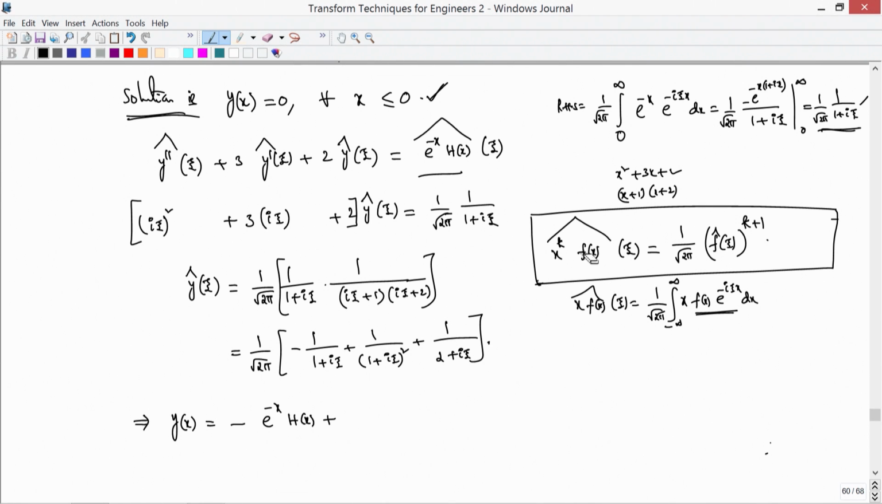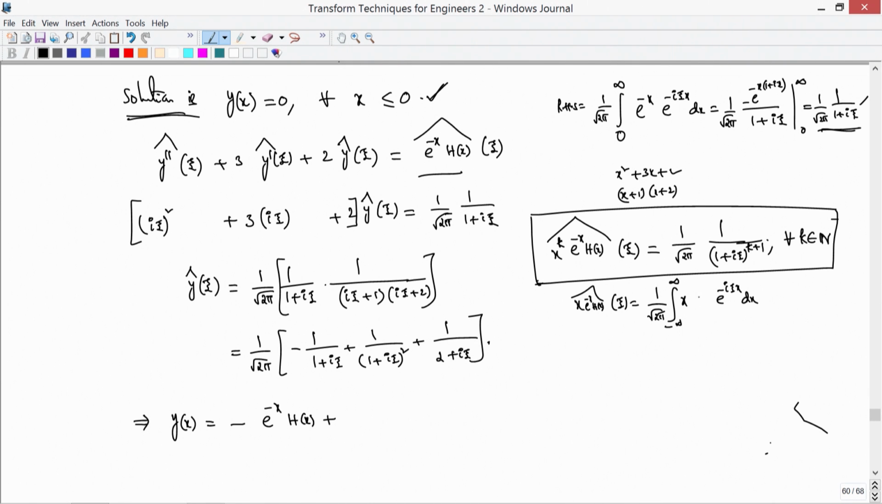So, if I substitute, this is easier. If you take e power minus x h of x, this is actually equal to 1 over 1 plus i xi power k plus 1, for every k belonging to the natural numbers. Okay.